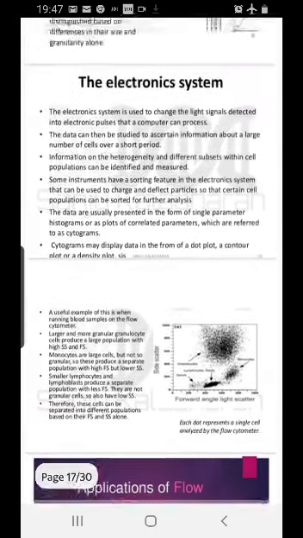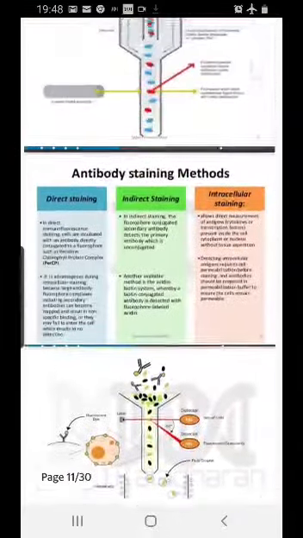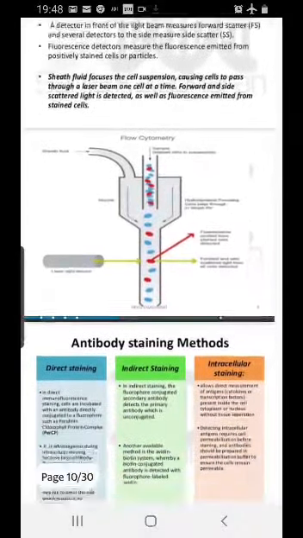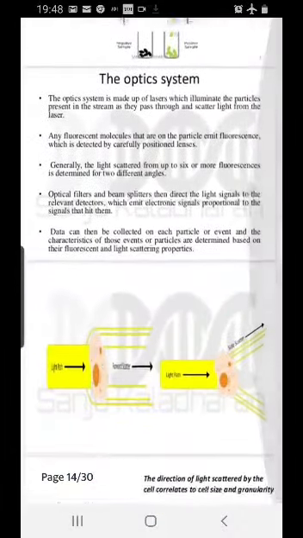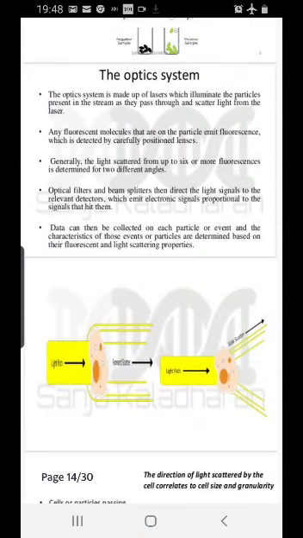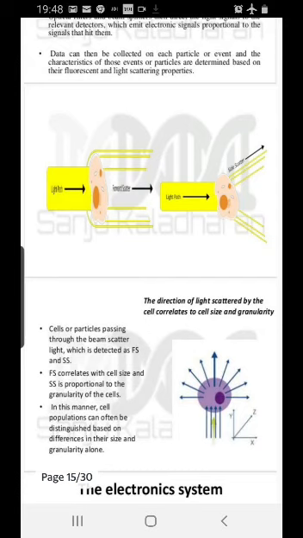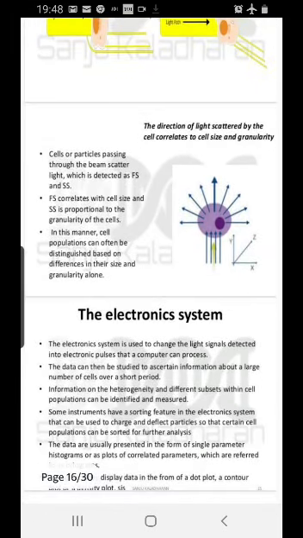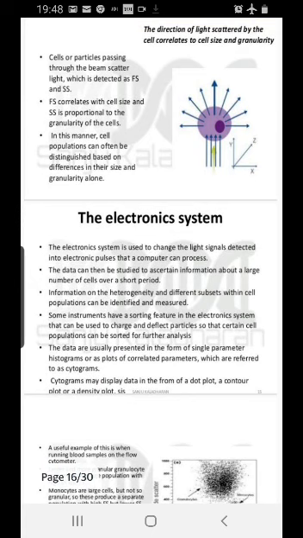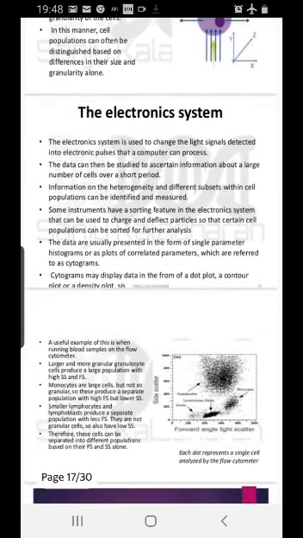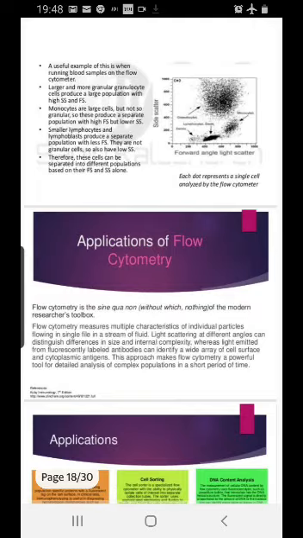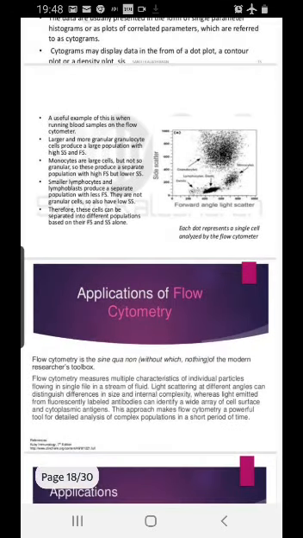I'll just revise. The first one was the fluid system, through which the cells are passing along with the antibody. Then we have the optical system, in which the light is thrown and the elements get scattered, giving a forward scatter and a side scatter. Forward is based on the size, side is based on the granules inside the cells. Then we have the electronic system, which converts the light energy into electronic pulses that the computer can process, and we get the graph, and then we can give the report to the patient.